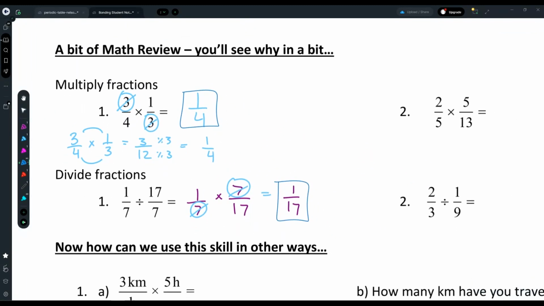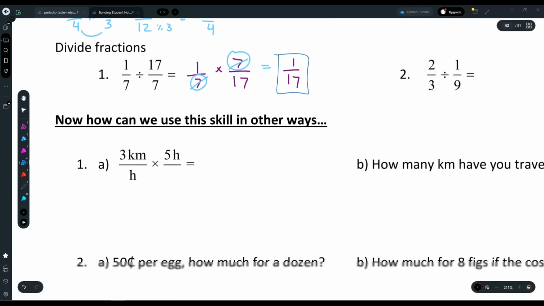Okay, so that's just a quick refresher of how canceling out works when we're dealing with fractions, which can help us understand why we cancel out units the way we do in unit analysis.